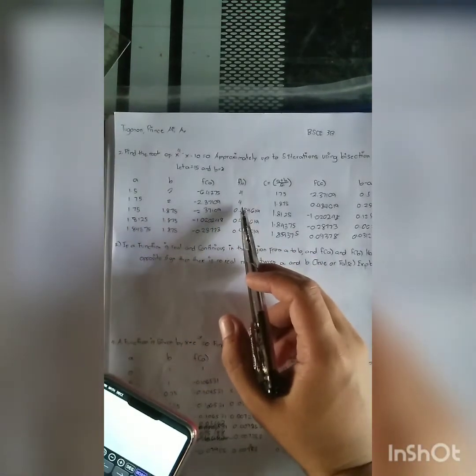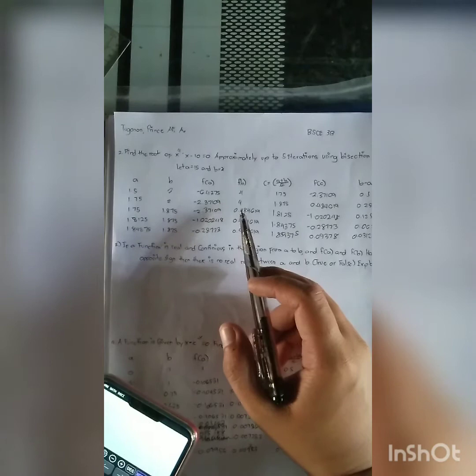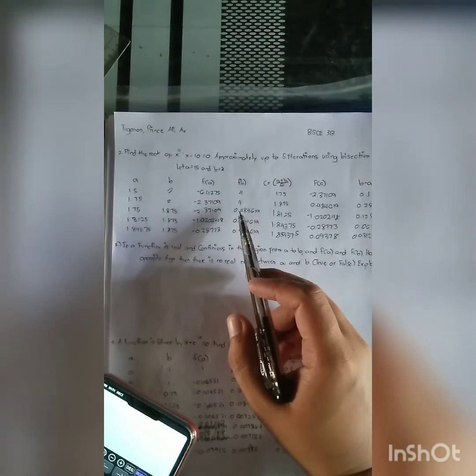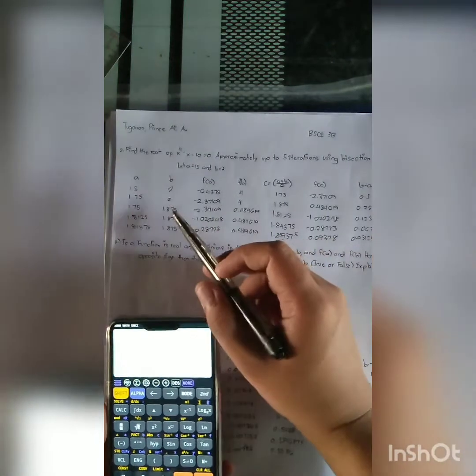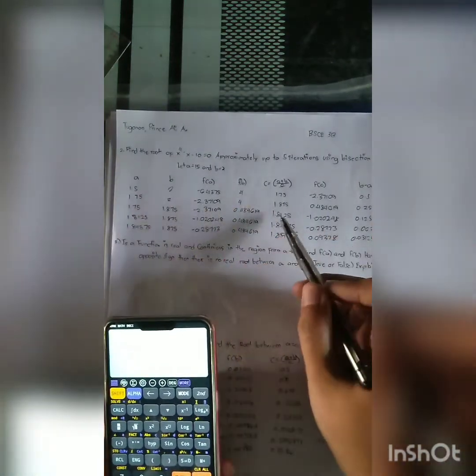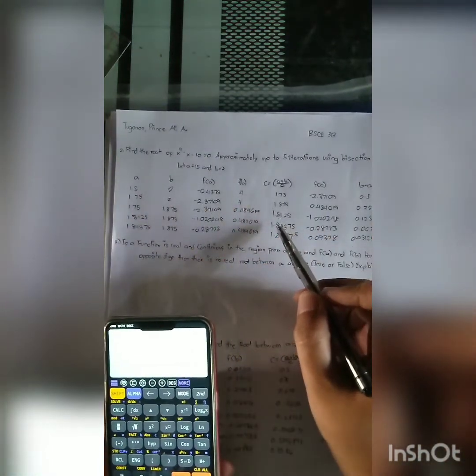Now, we're gonna find the function of b. So the function of b is the same as the function of c because the value of b is the same as the value of c.